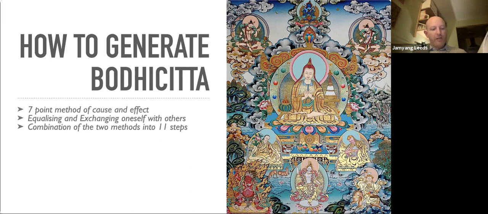So you start off with the first few points of the 7-point method, then you insert equalizing and exchanging oneself, and then the last few points of the 11 are the last few of the 7-point method. Does that make sense? Anyway, so that's how you generate bodhicitta. Simple, huh?